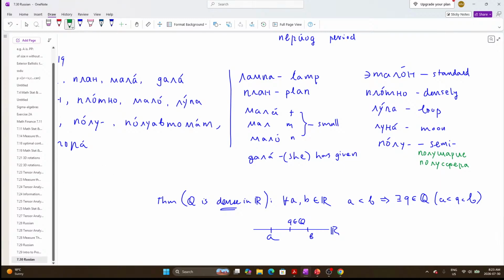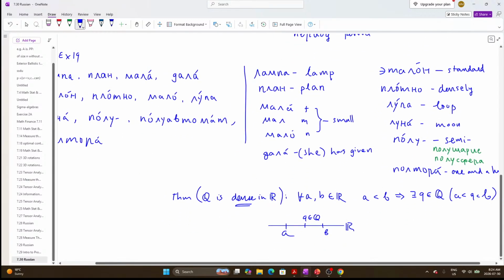And lastly, we have полтора. Полтора is 1.5. Interesting. Russian has a separate word for that, right? You see, 1.5 has a unique Russian word. Полтора, 1.5.